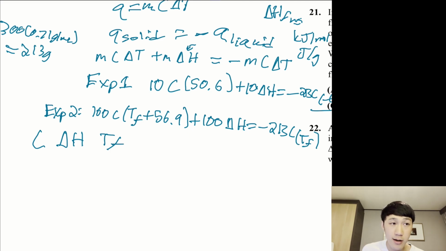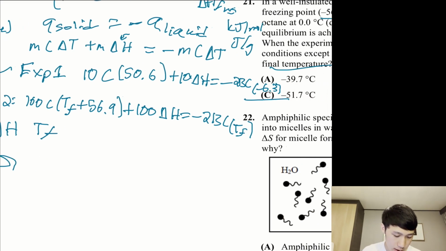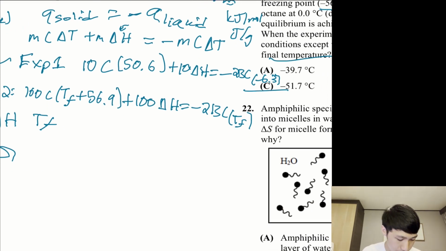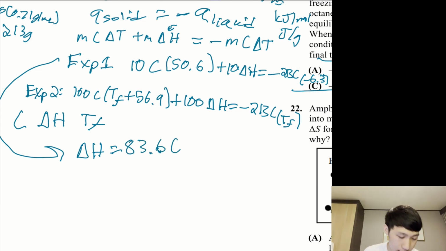But let's just try this out and see what happens. For experiment 1, we only have C and delta H in our equation. I'm going to leave the algebra to you, but when we do the algebra and figure out what delta H is in terms of C, we get delta H is equal to 83.6 times the heat capacity C, the specific heat capacity.